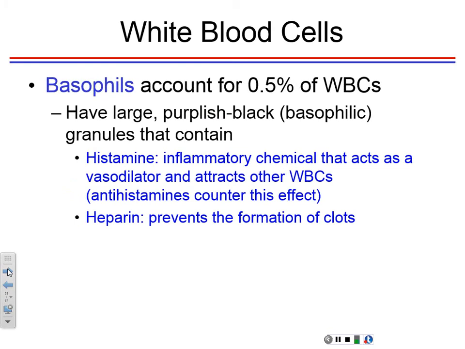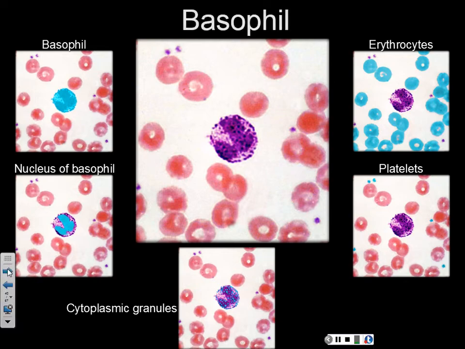Basophils stain blue in basic stain. They have large purplish-black basophilic granules that contain histamine. Basophils are also active in allergic reactions. Basophils release histamine, and they also release heparin, which is the anticoagulant that controls bleeding and so forth. Histamines are mediators of allergic reactions. Histamines are inflammatory agents, and heparin is an anticoagulant. So that's the function of basophils.